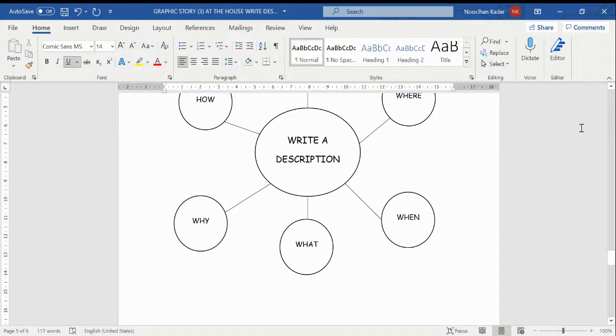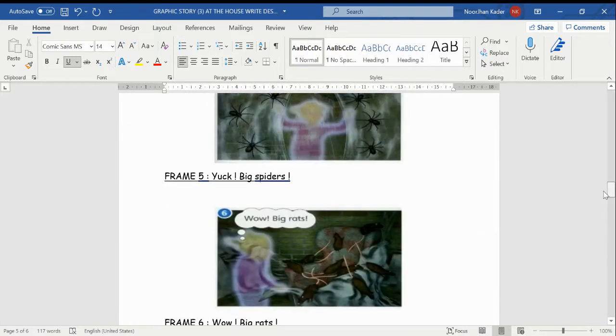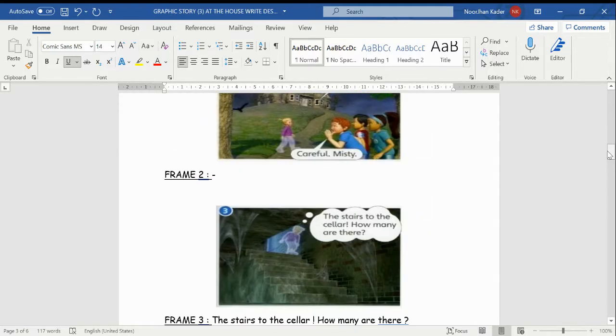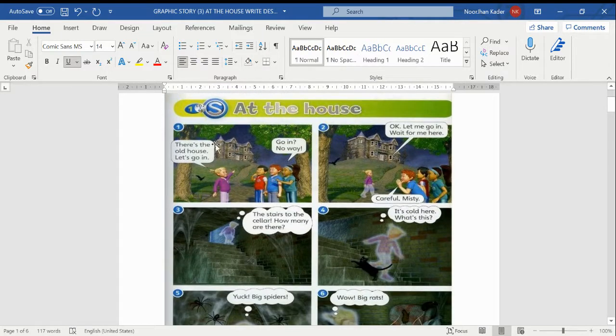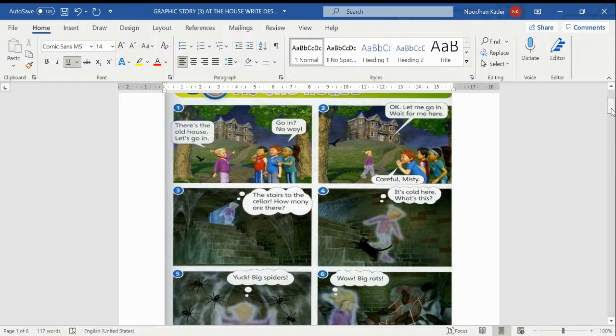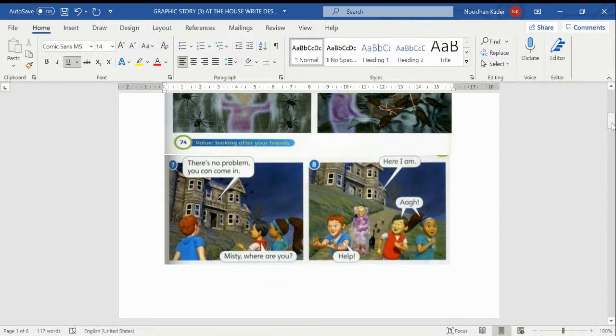But here in this graphic story, we only know from the picture that it is an old house, a big old house, and it has already been left for many years. The dialogue also says, that's the old house, let's go in. So from here we know it's an old house. But there is no description saying when it was built. Normally when you describe a building, you have to write about when it was built, but here there is no detail.